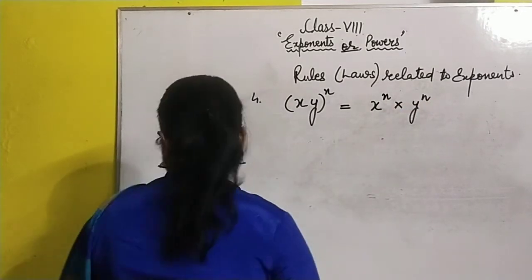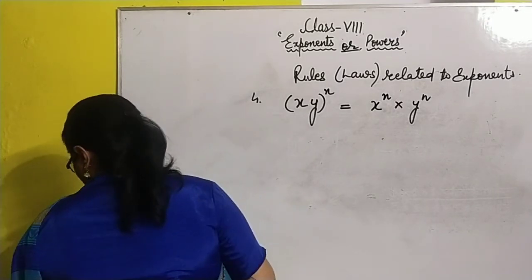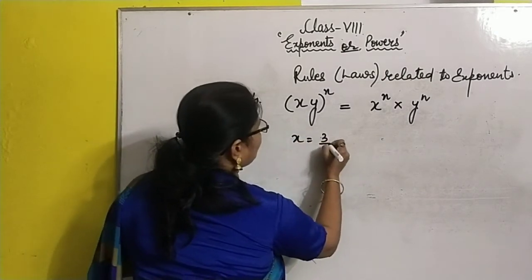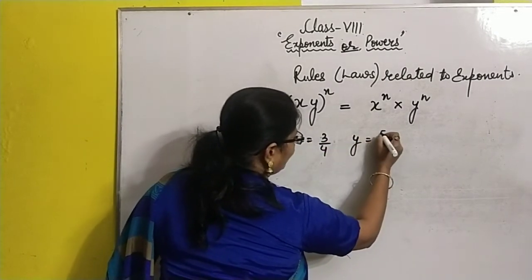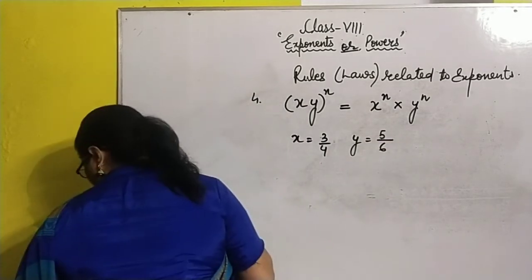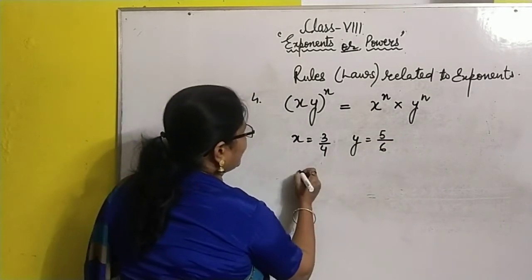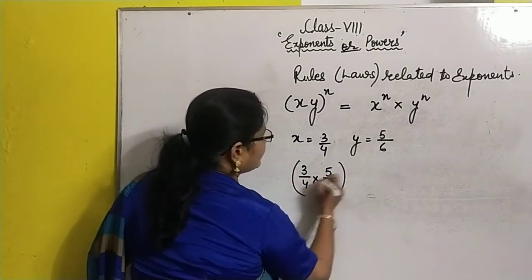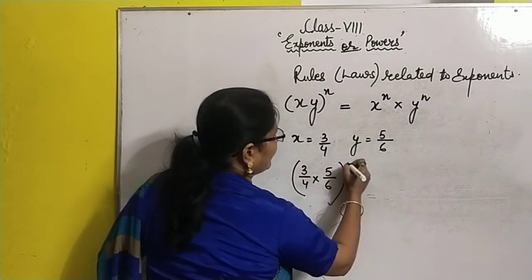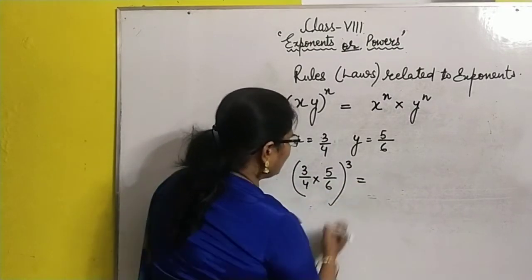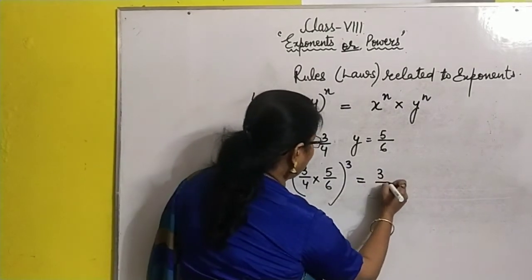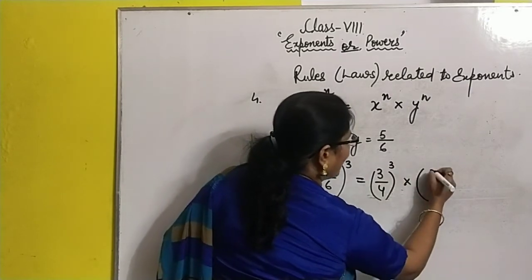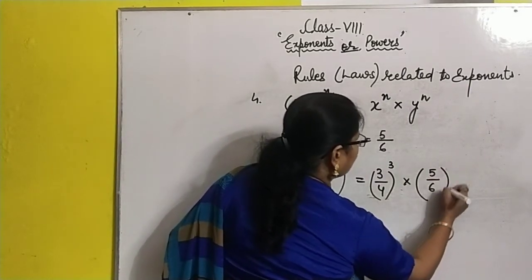Okay, now I am taking one example of it, suppose 3 by 4 and 5 by 6. Suppose x is equal to 3 by 4 and y is equal to 5 by 6, and the power of both is 3. So I am writing 3 by 4 into 5 by 6 inside the bracket with power 3. What will be the next step? In the next step you will write 3 by 4 raised to the power 3 into 5 by 6 raised to the power 3.